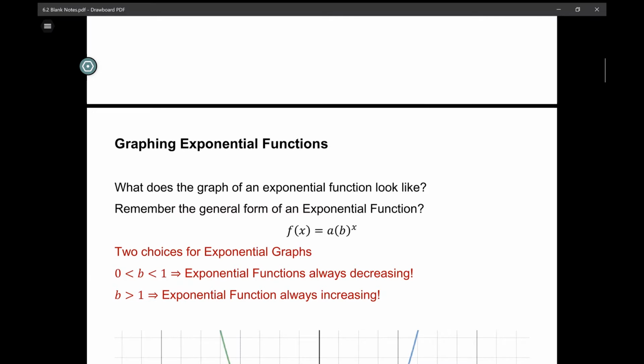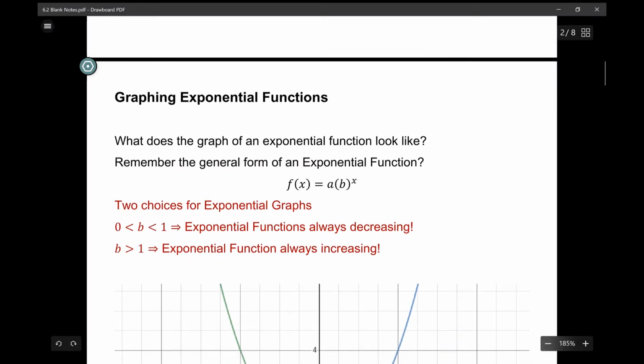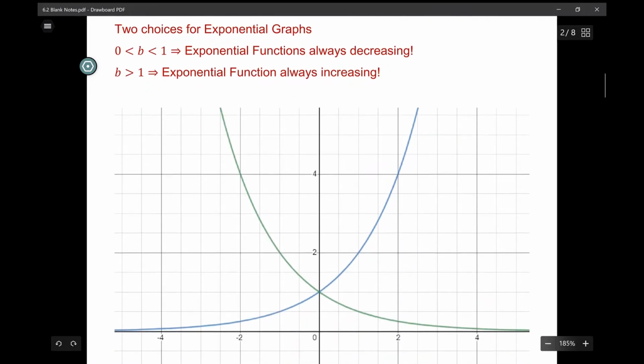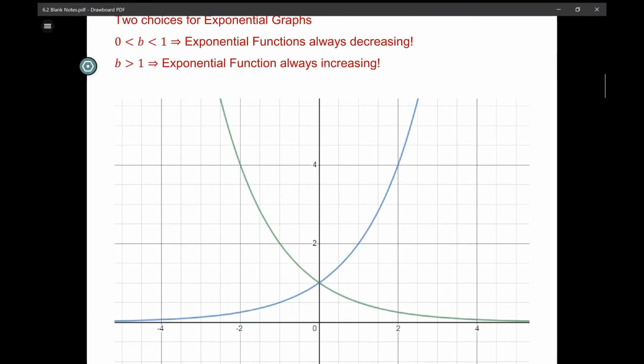Let's remember our general form, f of x equals a times b to the x. Remember, if b is between 0 and 1, that's going to be exponential decay, and that's a function that's always decreasing. If b is greater than 1, that's exponential growth, and we have a function that's always increasing. So if we look at these two graphs, the blue one and the green one, one of them is f of x equals 2 to the x, and the other one is f of x equals 1/2 to the x.